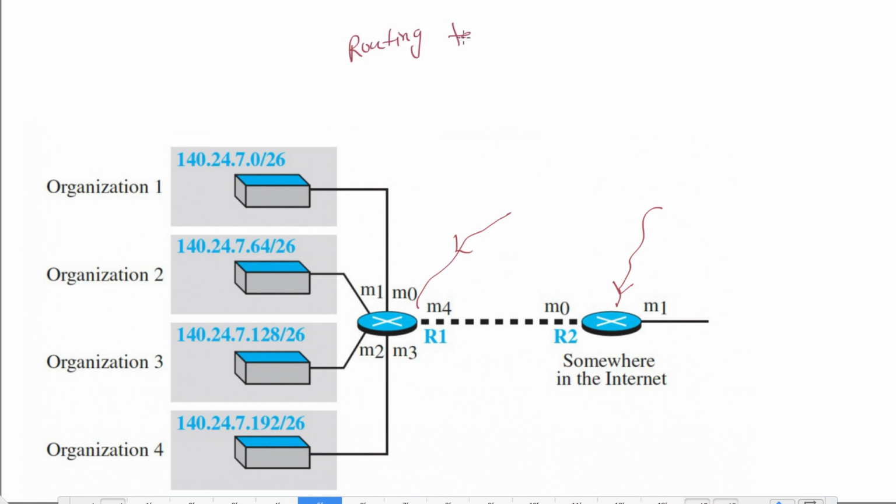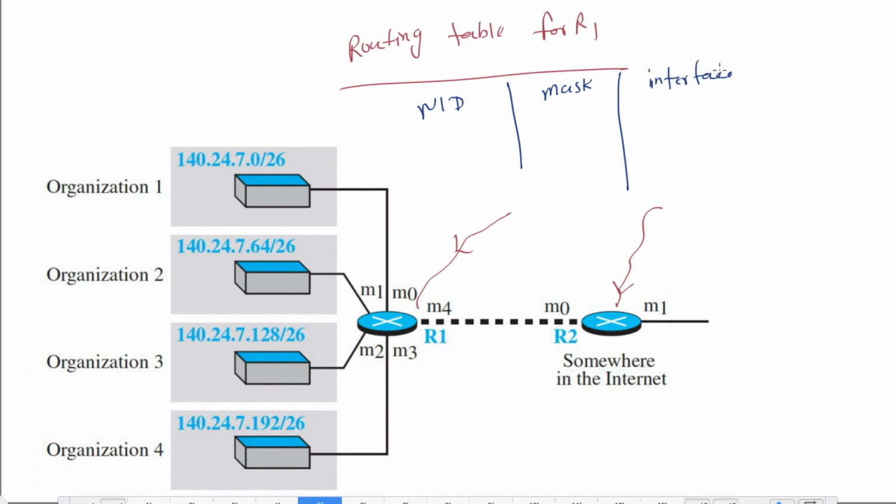Can you try it? Routing table for R1. Let me just give you a hint. There are three fields. One is network ID, another one is mask or the prefix length, another one is interface. So that is very easy actually.